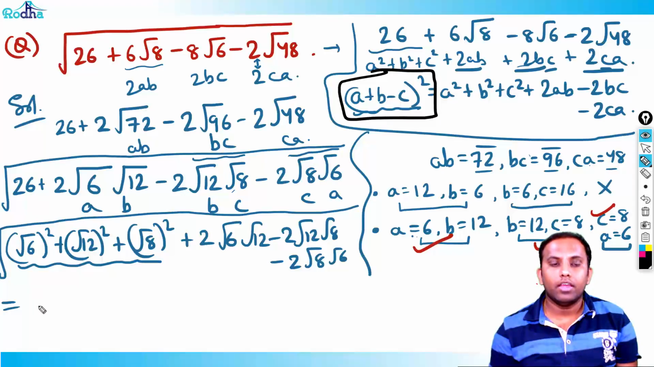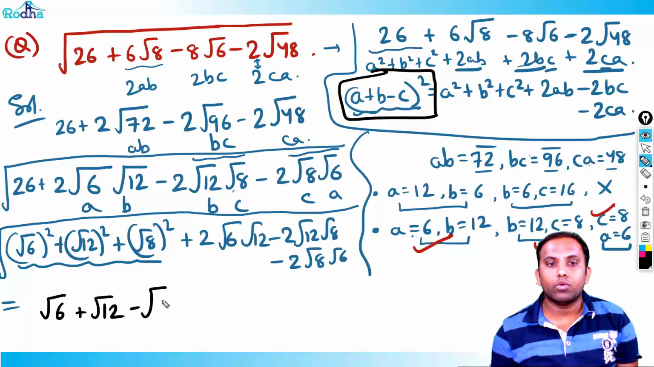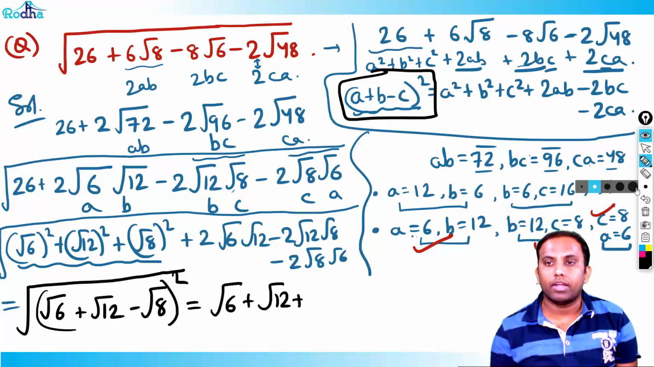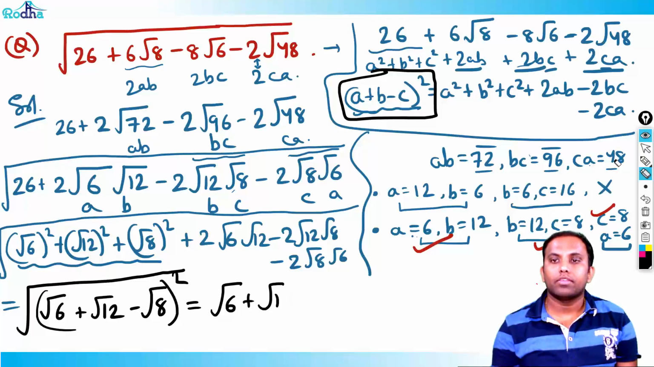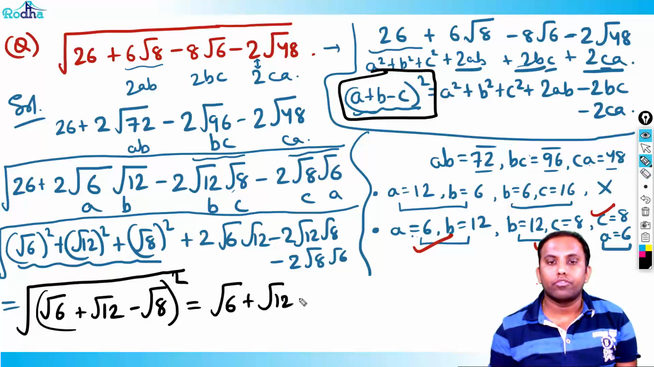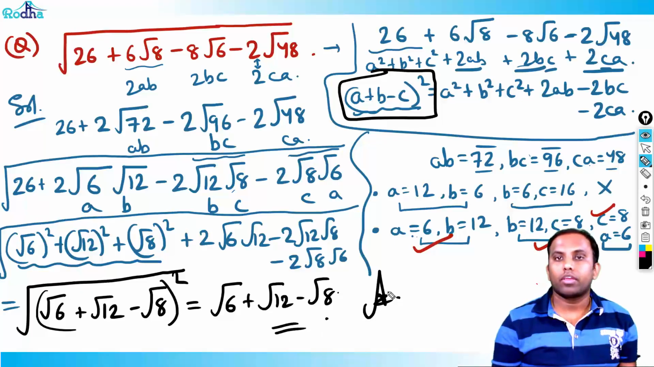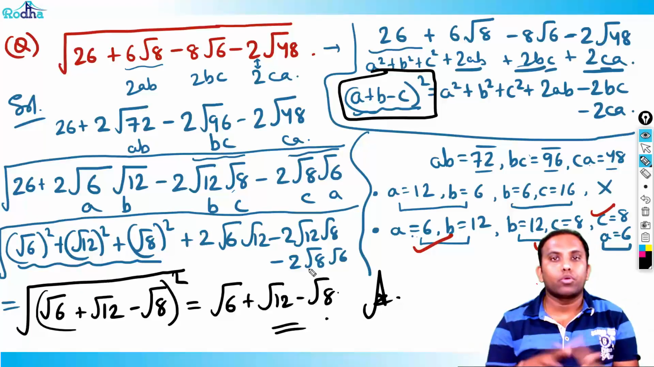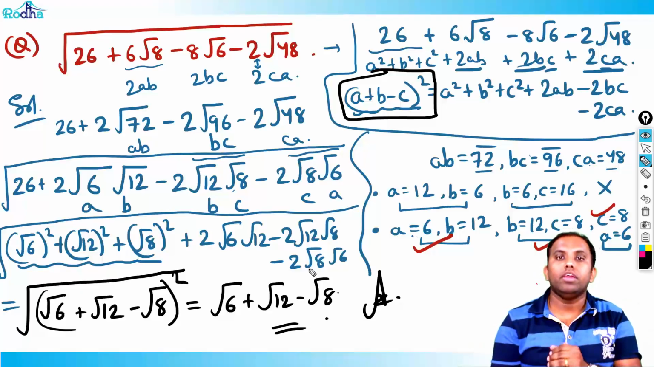So what is A here? A is root 6, B is root 12, minus root 8 whole square. This is the under root term square. What is the answer for it? The answer is root 6 plus root 12 minus root 8. This is the answer for this question. Very nice question. I hope now you can do it for even longer questions also. So we can calculate the positive square root of any irrational number including surds, and easily calculate all the square roots.